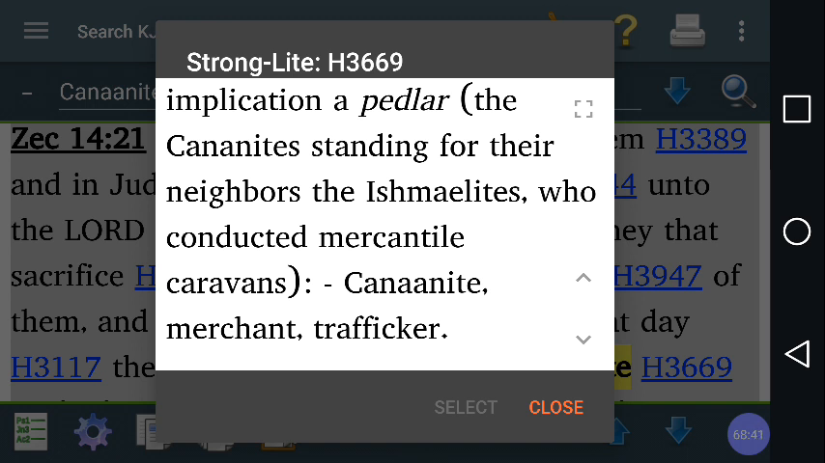Now they conducted mercantile caravan of slavery, of slave ships. I mean, they dealt with other products too, but there was a time in history where they were the first. Many scholars of our people and even other scholars have brought forth proof and historical evidence.